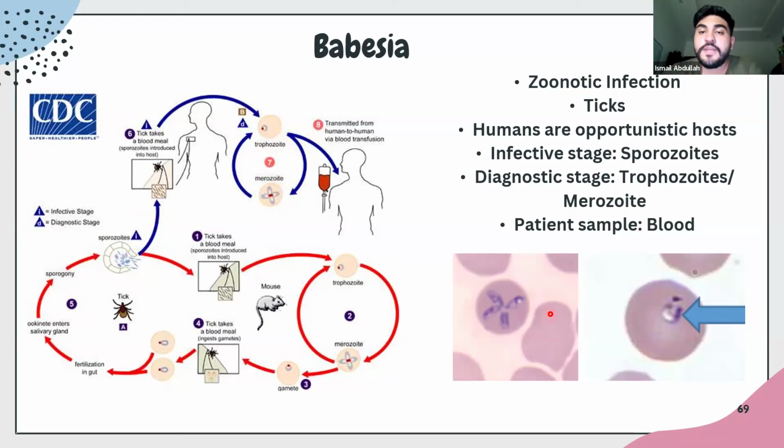So the infective stage would be the sporozoite. As you can see here, this is just a simple sporozoite. This one is a merozoite. It's very important to notice the merozoite. This is very diagnostic, and they usually get this one, most of the time. I'm sorry, by the way, this is the trophozoite. This is the ring structure that you see. And the sample we collect is blood because this is mainly in the blood. And one other thing: this is usually transmitted from human to human via blood transfusion.